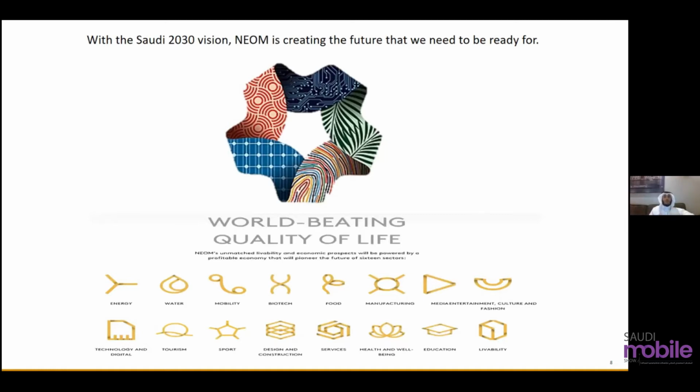The aim to improve and develop our quality of life is great, demanded and needed, with many prospects and aspects that we need to affect, develop and utilize together. We have energy, water, mobility, biotech, food, manufacturing, education even, life availability, sport, technology and digital, and tourism is one of the main aspects. So it is not a matter of just a single aspect or a single sector. It can encompass up to 16 sectors.